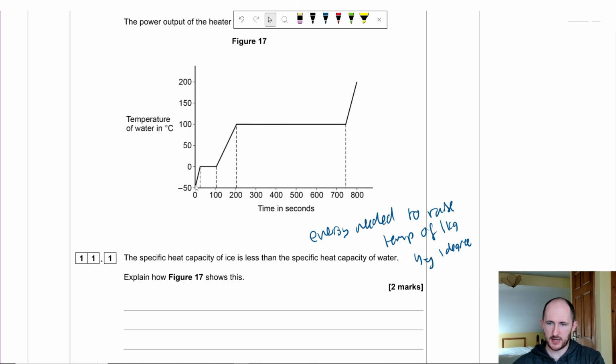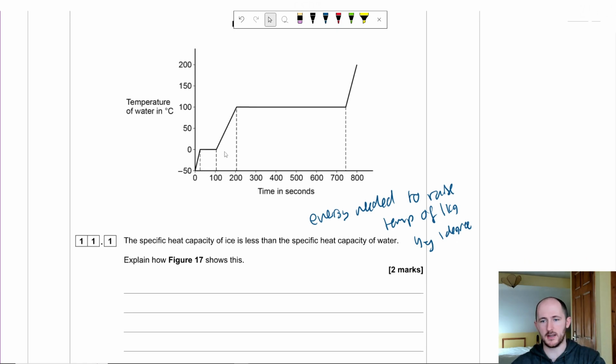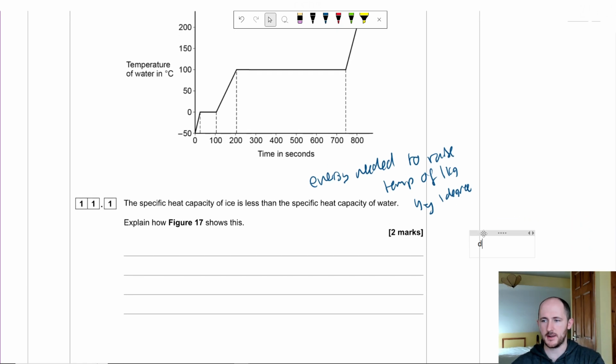This beginning section here for the first few seconds is when the ice is ice, right? When the material is ice. Then when it melts, it turns into water, and look what happens. Look at the steepness of this line compared to the steepness of this line, right? Because the specific heat capacity of ice is less than the specific heat capacity of water. It takes less energy for ice to increase in temperature than it does for water. That's how the figure shows this.